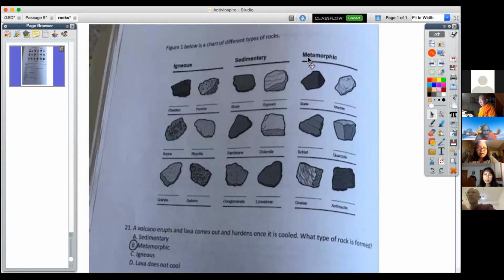Okay, metamorphic. I think they call it metamorphic. Yes. Metamorphic. Yeah, it changes its body shape. Metamorphic.